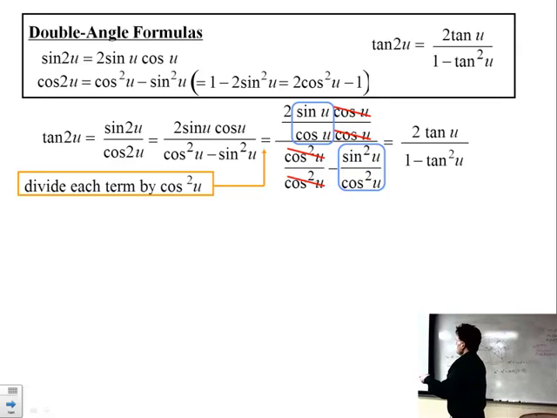We also have a double angle formula for tangents. We just plug in u plus u to the tangent, and we get 2 tan u on top and 1 minus tan squared u on the bottom.